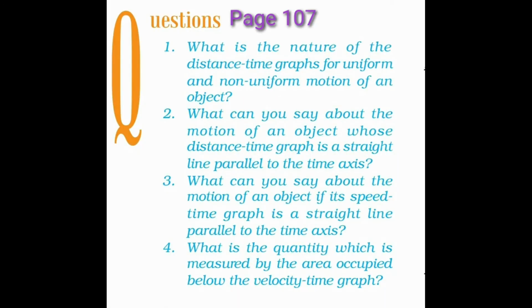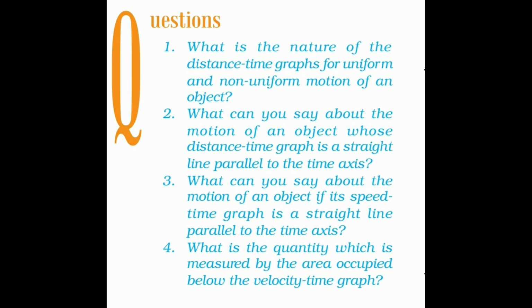Page number 107, question 1. What is the nature of the distance time graph for uniform and non-uniform motion? So answer to this question: distance time graph for uniform motion is a straight line. Distance time graph for non-uniform motion is a curve or a zigzag line.